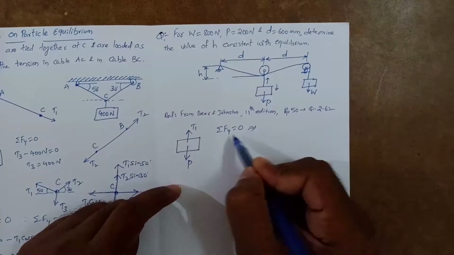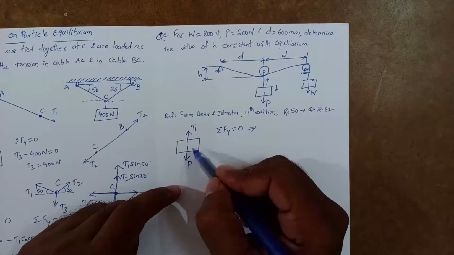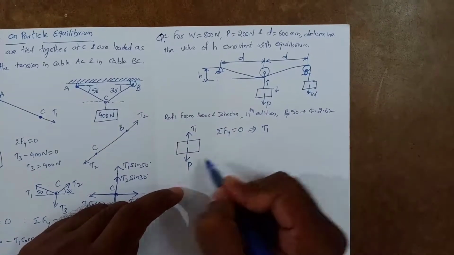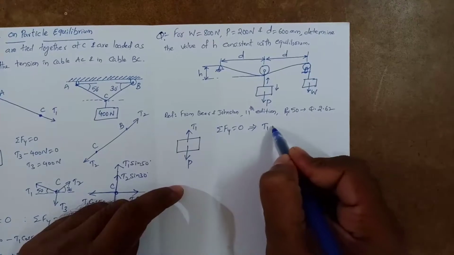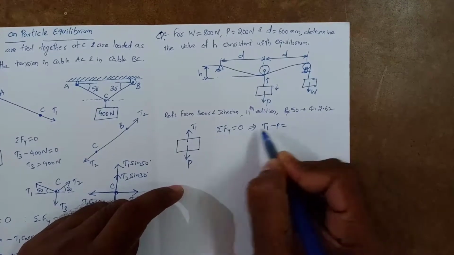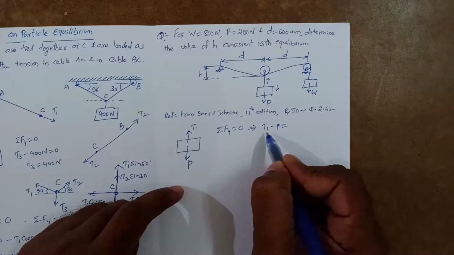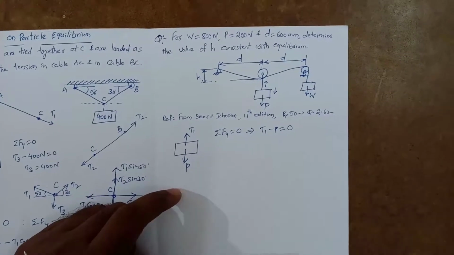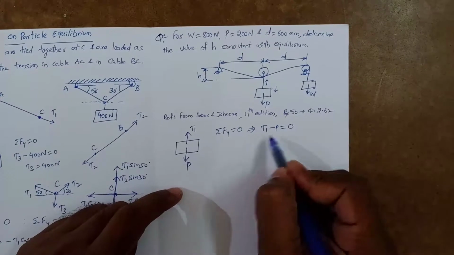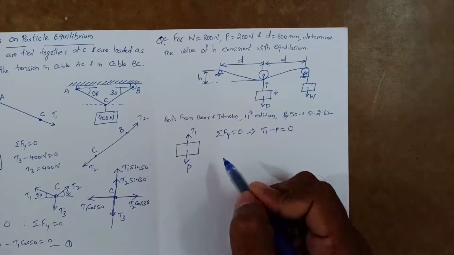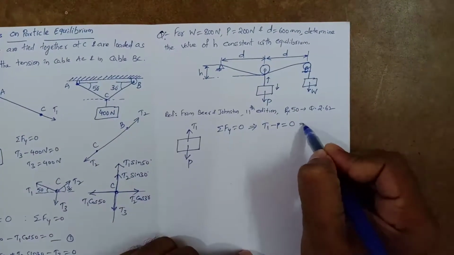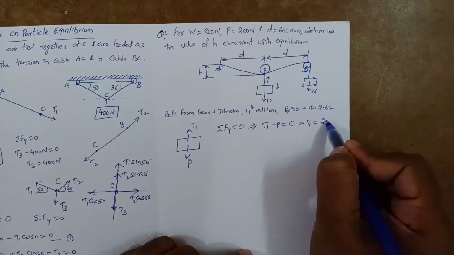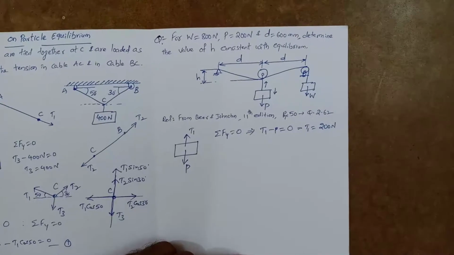Applying this equation to this free body diagram, T1 is acting upward, so I take a positive sign, plus T1, and P is acting downward, so it is minus P. This is sigma Fy. Sigma Fy equal to T1 minus P is equal to 0. From here we get T1 equal to P, and P is given as 200, so T1 is equal to 200 Newton.